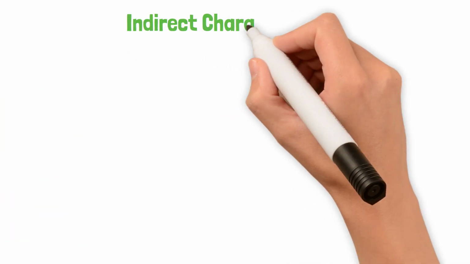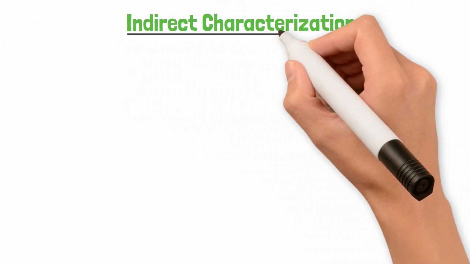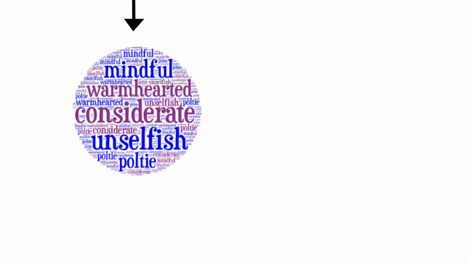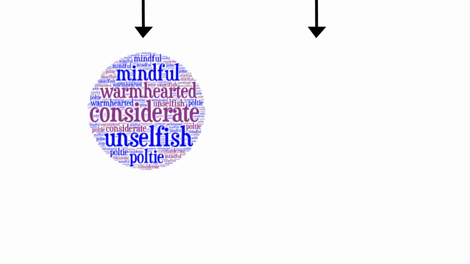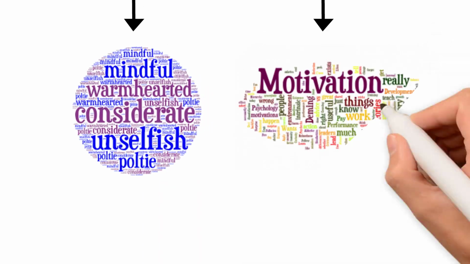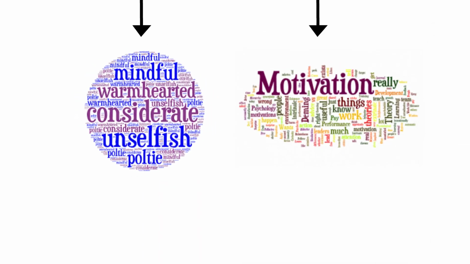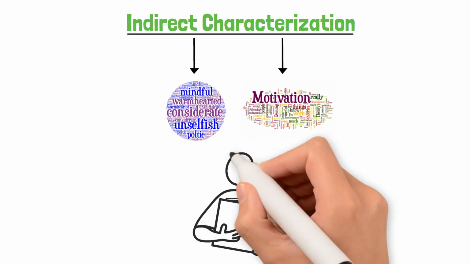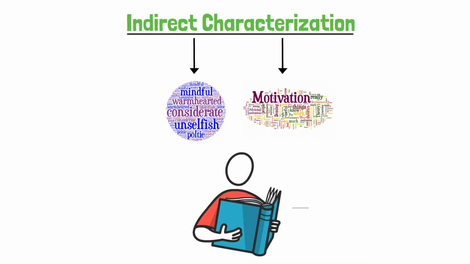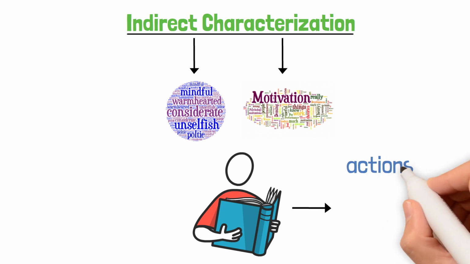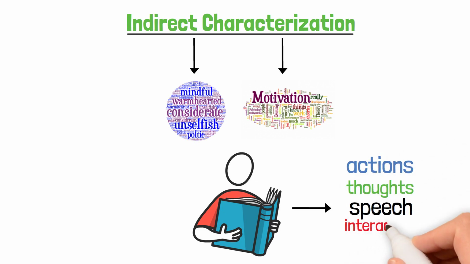Indirect characterization. Indirect characterization is a fundamental literary technique that involves revealing a character's traits, personality, and motivations through subtle, implicit cues rather than directly stating them. This method allows readers to infer and piece together information about characters by observing their actions, thoughts, speech, interactions, and how other characters perceive them.